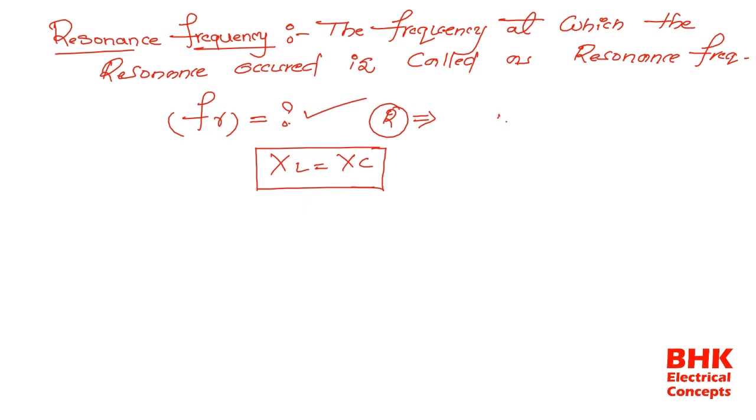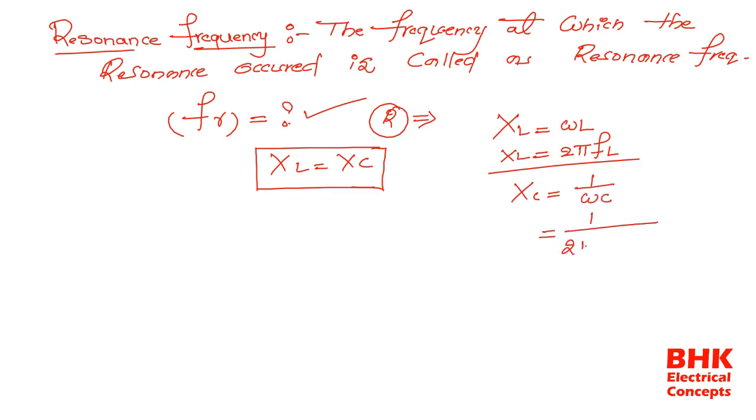Now we know that XL is equal to omega L, and here omega means 2 into pi into f, and L is always L. Now coming to XC, XC is equal to 1 by omega C. Now 1 by omega means 1 by 2 into pi into f into C. Just substitute these values in the expression.